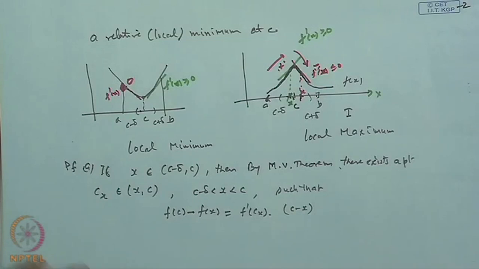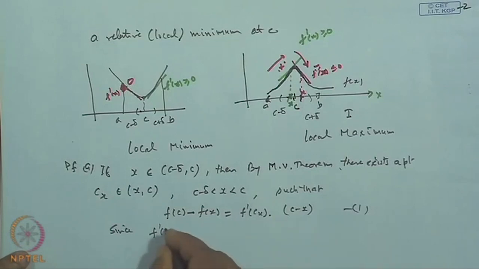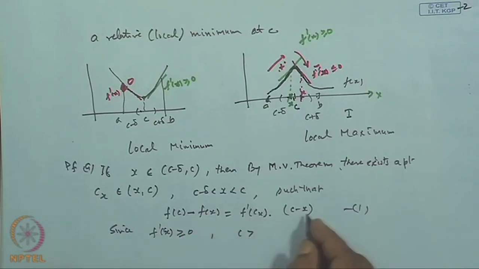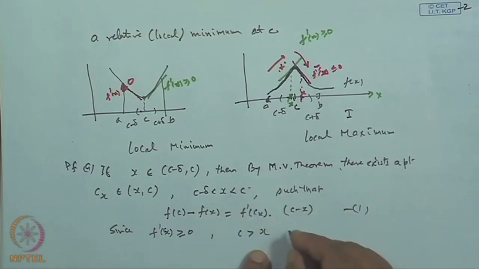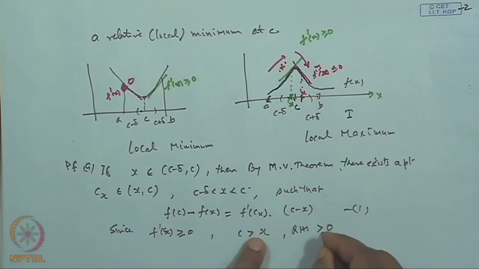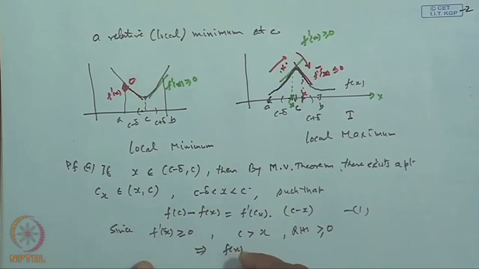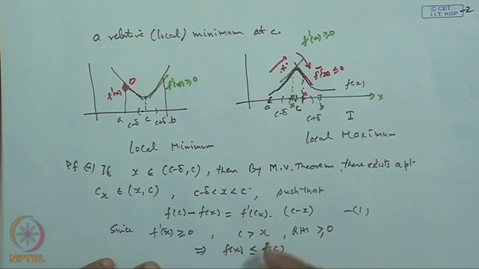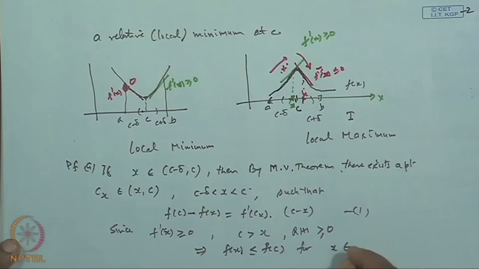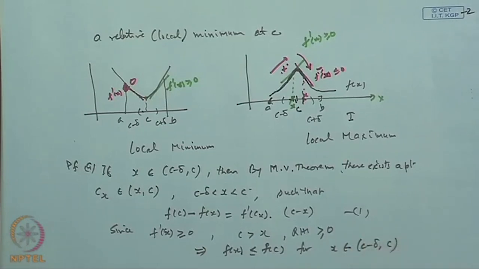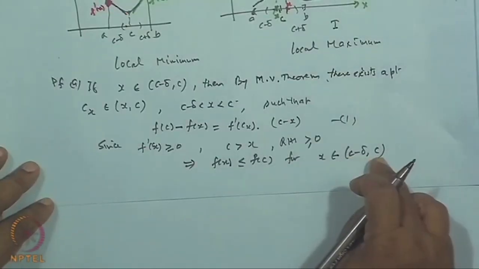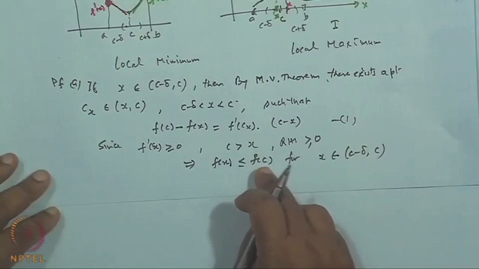Okay, this one. Now since, let it be case 1, it is given that over this side f prime x is positive, so f prime at c_x is greater than or equal to 0. Now C is greater than x because of this interval. So the right-hand side is greater than or equal to 0. Therefore, the left-hand side has to be non-negative. So this is only possible when f of x is less than or equal to f of C, for all x belonging to the interval C minus delta to C. Clear? It means in this neighborhood the function f attains the maximum value at C.